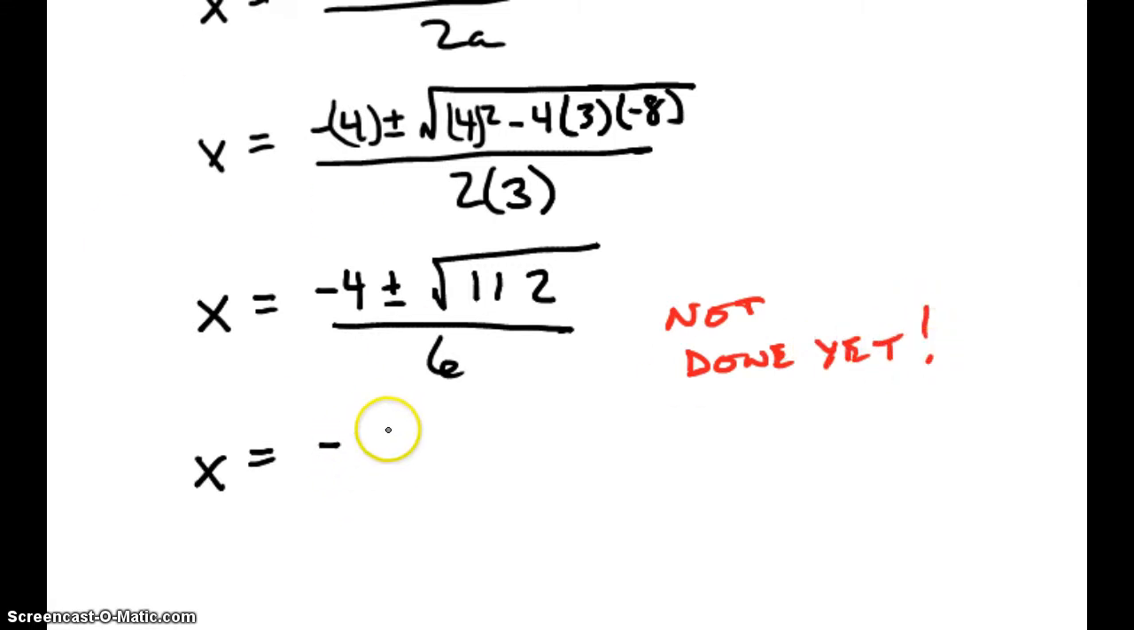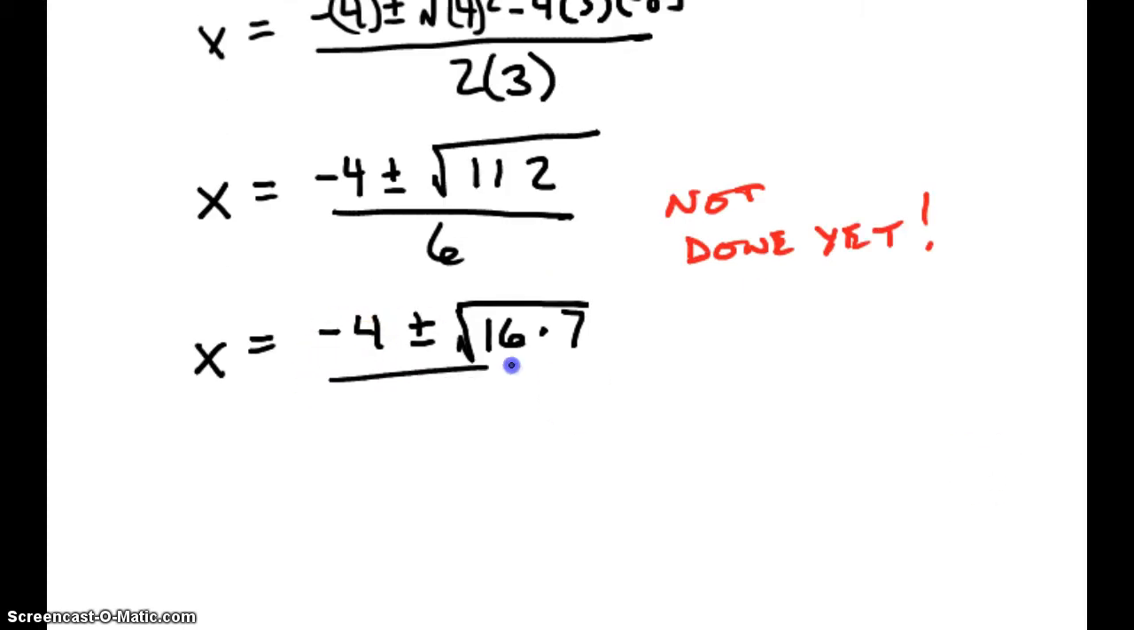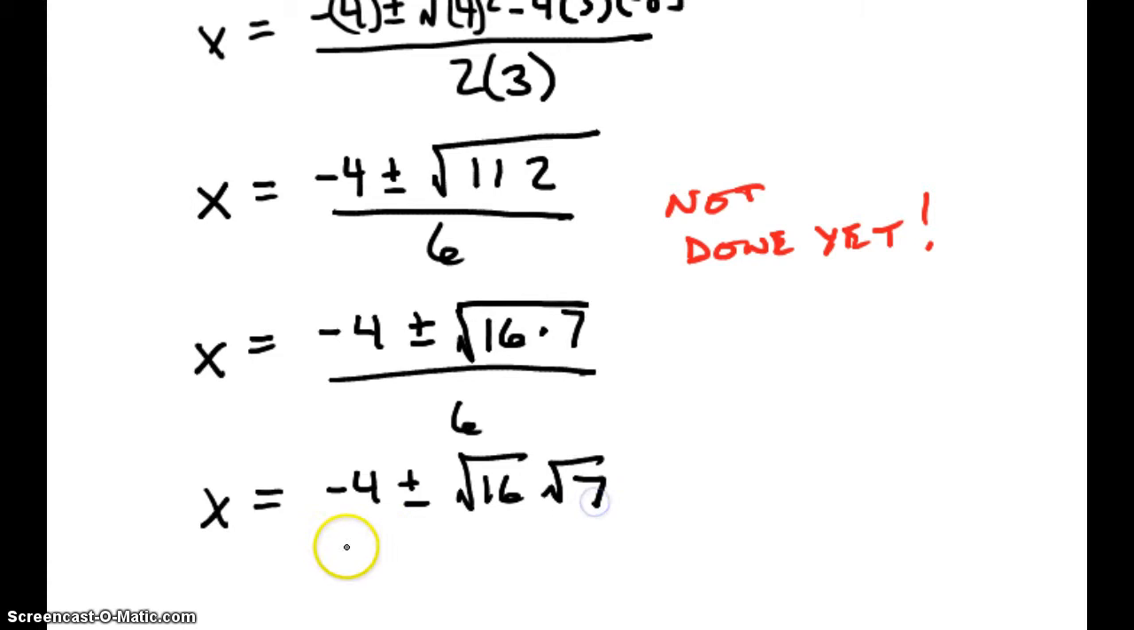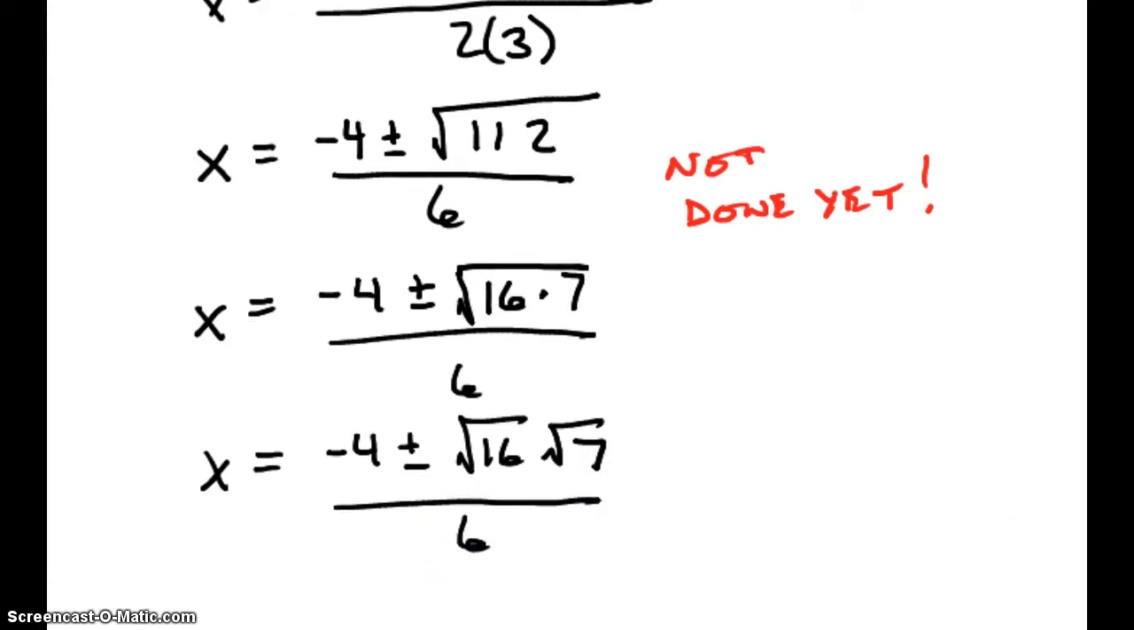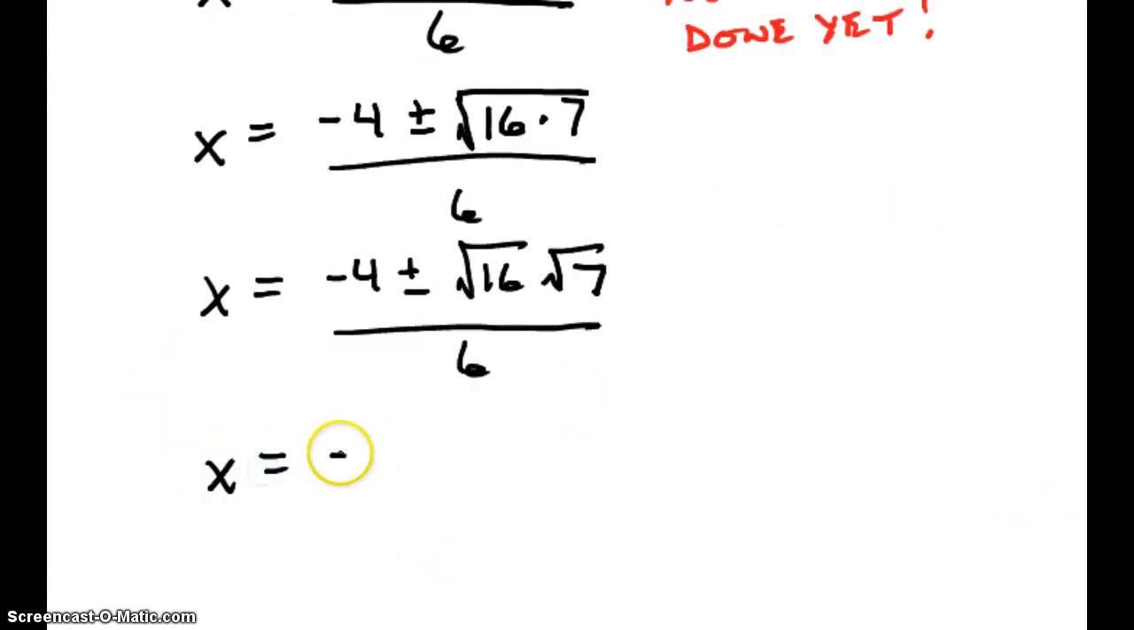The reason is, this has a perfect square in it. It's divisible by 4. It's also divisible by 16. This will give us 16 times 7 over 6. Negative 4 plus or minus. If I just have multiplication and division inside of this, I can split it apart into 2 separate radicals over 6. X is equal to negative 4 plus or minus, this is 4, square root of 7, over 6.